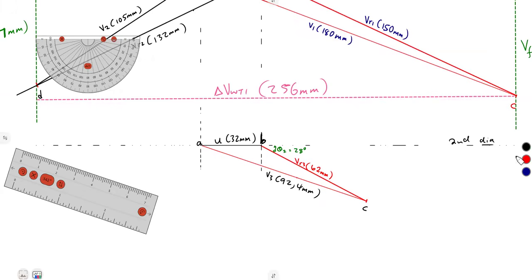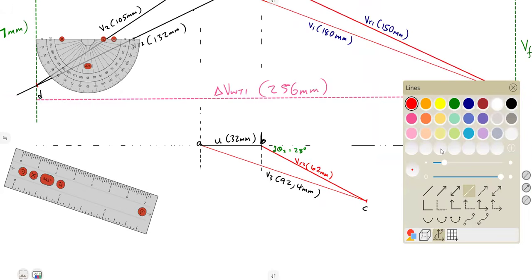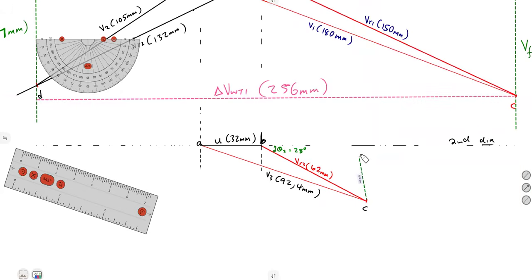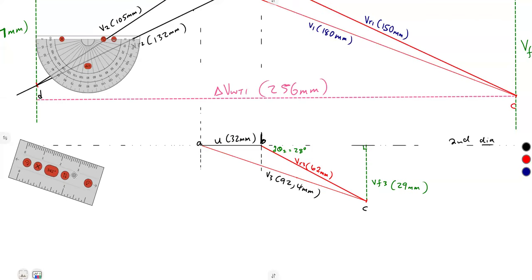And also the flow velocities here from point C going up. We're going to need our flow velocity for the second diagram. So that's our VF3, which you can measure approximately 2.9 centimeters, which is 29 millimeters, the flow velocity. All right, so let's finalize our diagram.